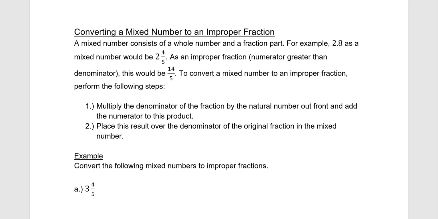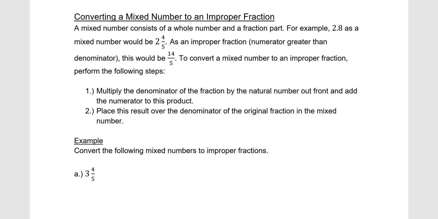Okay, so let's move on to converting a mixed number to an improper fraction. So a mixed number is like how we wrote on the first page, I believe it was. A mixed number consists of a whole number and a fraction part. For example, 2.8 as a decimal, we could write that as a mixed number as 2 4/5. We could also write that as what we call an improper fraction. An improper fraction just means the numerator is greater than the denominator. And as an improper fraction, this would be 14 over 5. So 2.8 equals 2 4/5, which is the same as 14 over 5.